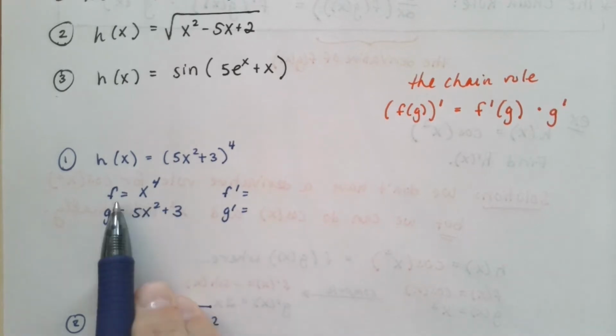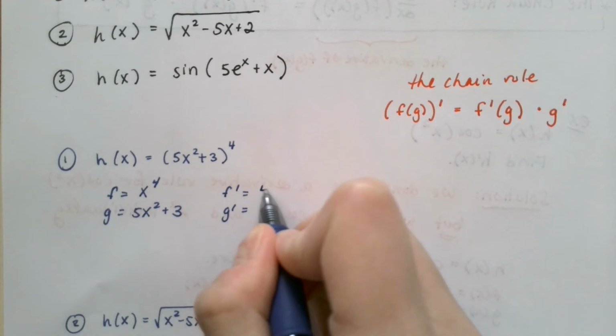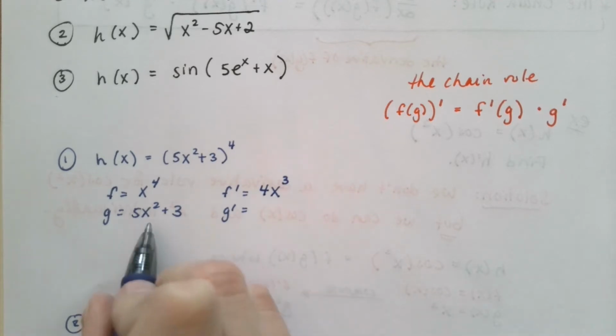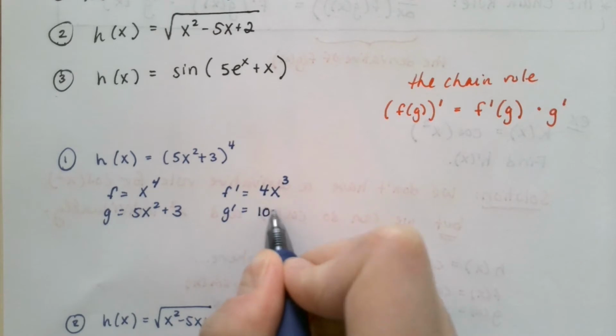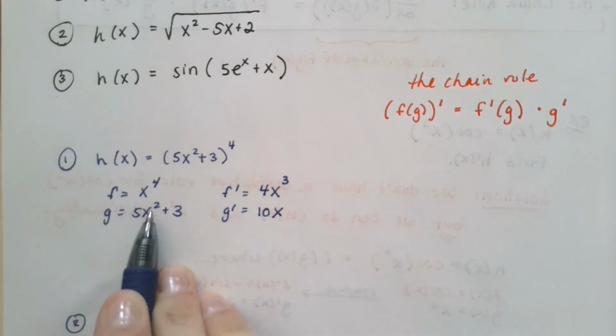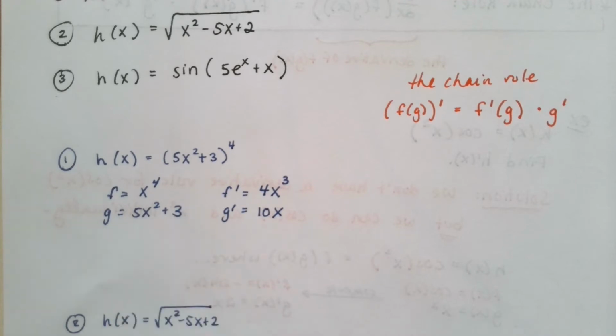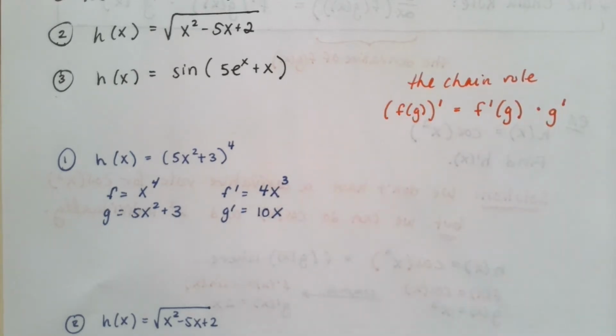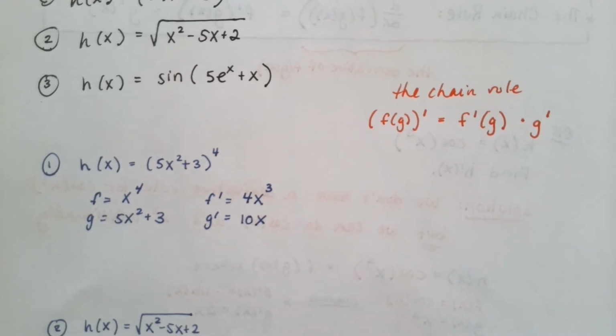Okay, so if f is x to the 4th, for f prime I will use the power rule and get 4x to the 3rd. Your power rule is n x to the n minus 1. And then the derivative of 5x squared plus 3 will be 10x, that comes from the 2 times 5x to the 1, and then plus 0 because of that 3, so I'll just leave it as 10x. Okay, so now I have all 4 pieces, so I'm just going to plug what I have into the chain rule here, and that'll be my final answer.